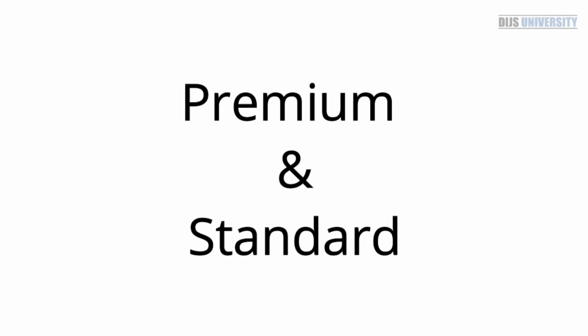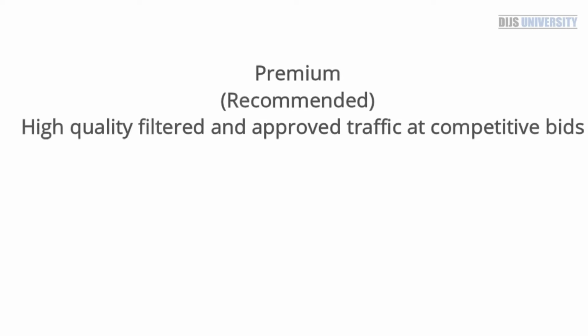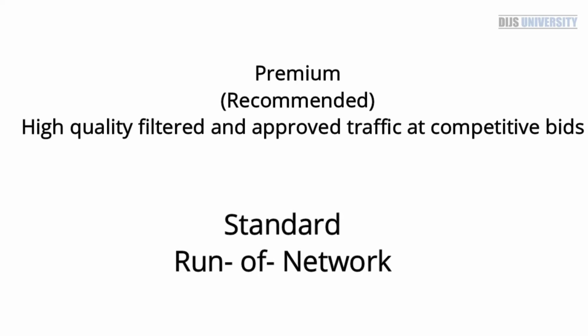Alright, so let's talk about premium and standard for the next traffic types. So apart from pre-selected, Zeropark will offer these 2 options whenever you're creating a pop campaign. So the first is going to be premium, which is recommended. You get high quality filtered and approved traffic at competitive bids, and that helps address the invalid traffic scenario that you now hear when it comes to pop under traffic or pop-up traffic. And you also have the standard inventory type, which is your standard run of network traffic at lower bids.